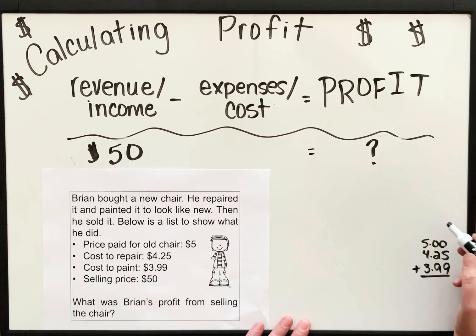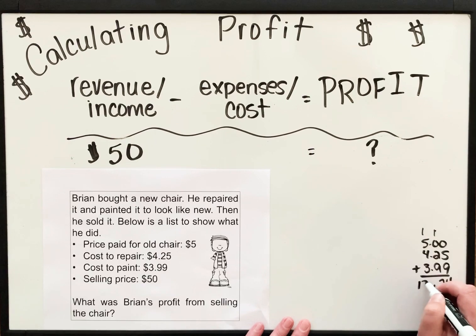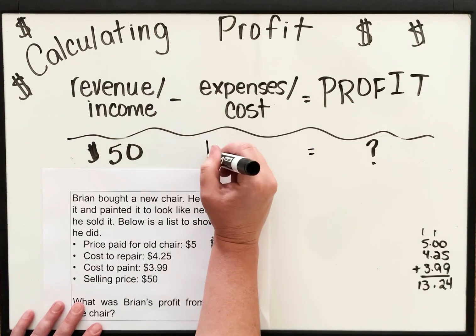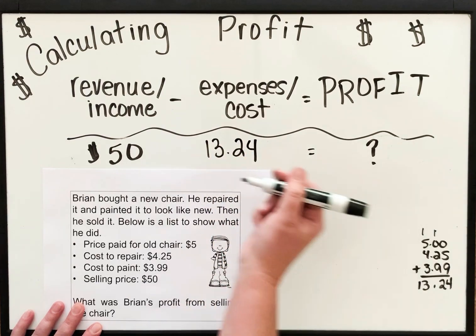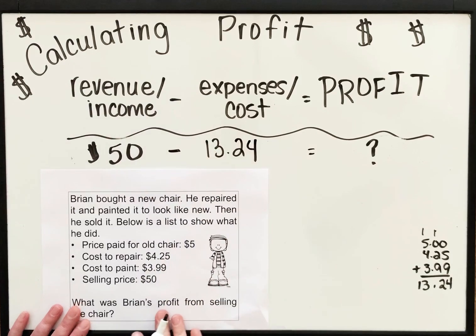9 plus 5, that's 14. I can make a 10 here. 9 and 1 is 10. 10 and 2 is 12. So I'm going to regroup that. Drop down that decimal. 5 and 4 is 9 and 1 is 10. So there's 10. 10 and 3 is 13. So altogether, his expenses were $13.24. Now to calculate his profit, we have to subtract that.